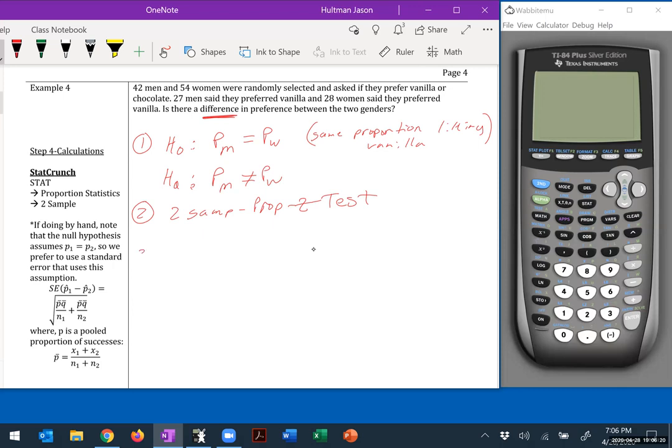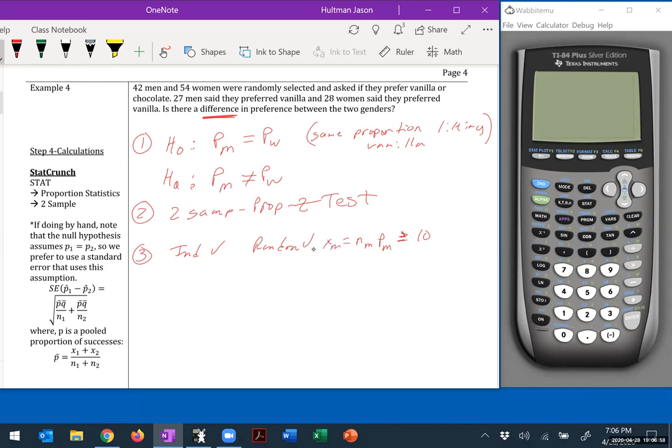Okay, number 3. Let's test that the criteria works. So is it independent? Check. Is it random? Check. We're just going to assume those are true. Is n times the proportion of men greater than or equal to 10? Sorry, I don't know why I put 2. Well, that just equals x men.